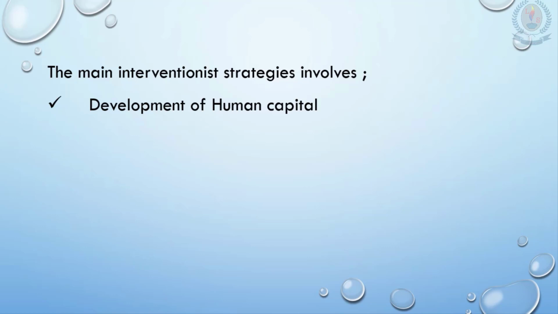Education raises the human capital of the population and allows workers to be more productive. So, one means of improving the growth and development of the country is the development of the human capital.